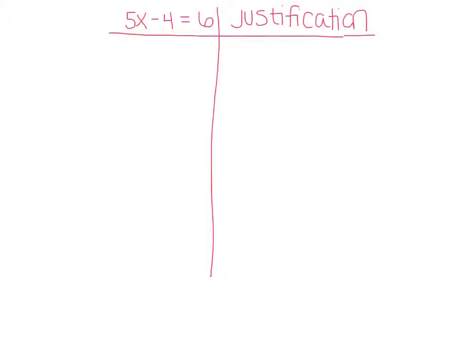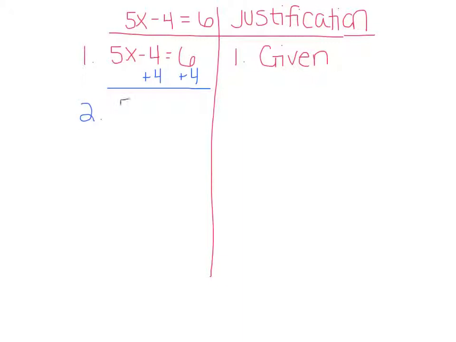Alright, so the first step in solving this problem is we're going to write the given. We are given 5x minus 4 equals 6. So our justification is that we're given this information. You're always going to start with the given, and when you get into geometry next year, you're going to be doing a lot more proofs like this. So get used to it now. The first thing we want to do is, hopefully you're thinking to yourself, plus 4 on both sides. And that's going to give us our second step, which is 5x equals 10.